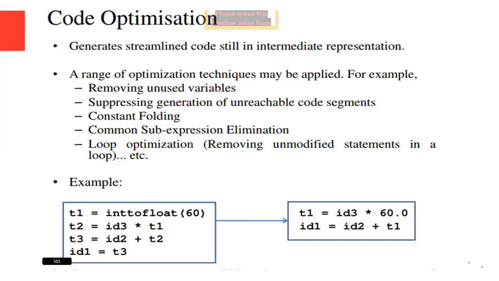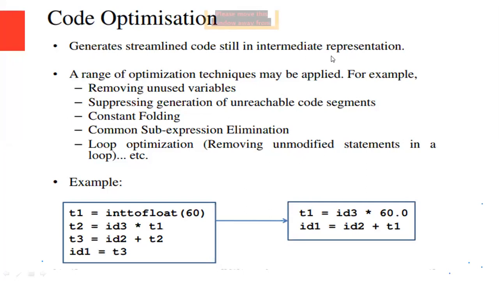So we are taking the intermediate code generation output, so that is taken as the input to the code optimization. And is there any unwanted statements present in that particular intermediate code? Those statements can be removed by the code optimization. So here is the first point, generate streamlined code still in intermediate representation.